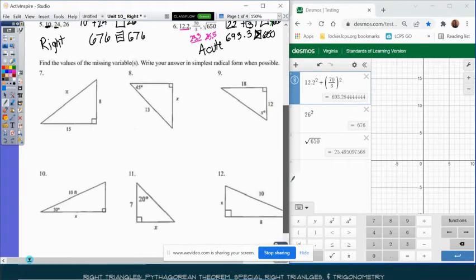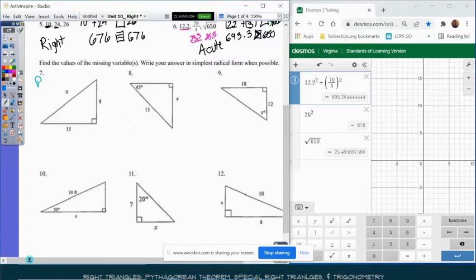So as we move down to the next section, find the values for the missing variables. Notice with each of these, you're going to need to identify what type of problem, what method you would use to set these up and work through them. So in number 7, I am given 2 sides, needing to find the third side.